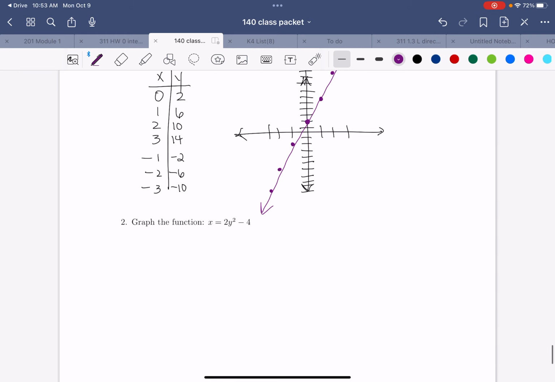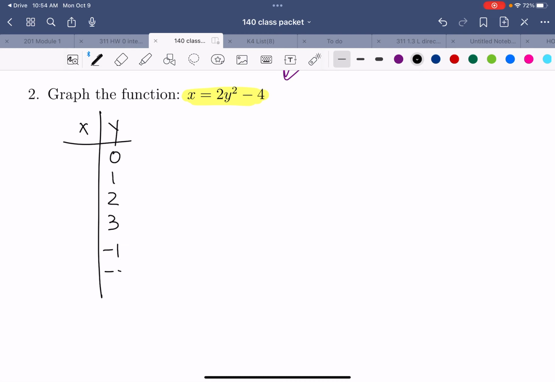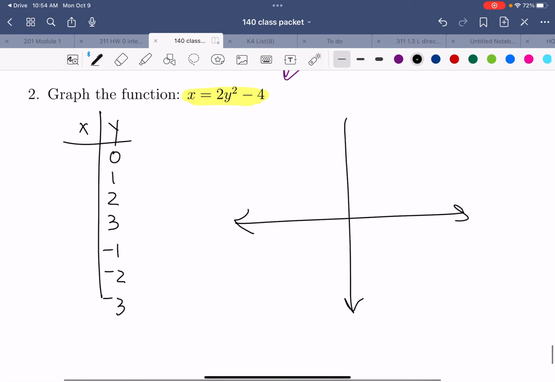Okay, same kind of thing for number 2, but there's a little twist here. This is x equals a function of y, and so that means that instead of picking x values, I'm going to pick y values. So I'm going to make my 0, 1, 2, 3, -1, -2, -3 on this side. And we're going to see what happens. Here's my axes. Okay, so we're going to square it, multiply by 2, subtract 4.